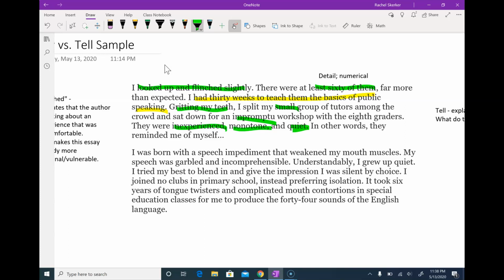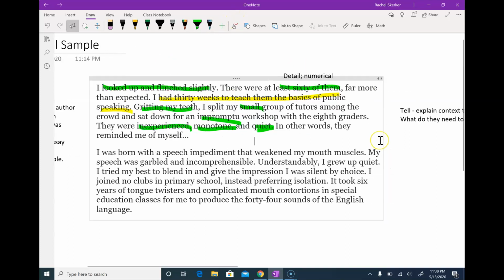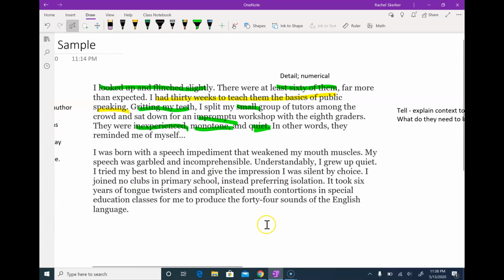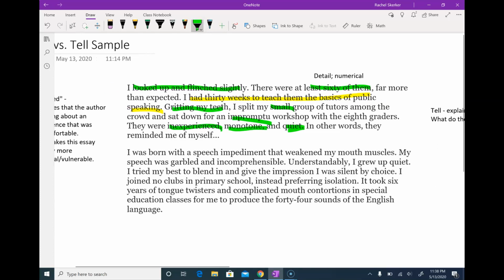And then we look at the second paragraph, and here is where we do see again that element of tell, right? They're explaining the context to the reader. I was born with a speech impediment that weakened my mouth muscles. My speech was garbled and incomprehensible. Again, so this is actually some detail that we're using here, adjectives. Understandably, I grew up quiet. I tried my best to blend in and give the impression I was silent by choice. I joined no clubs in primary school, instead preferring isolation.